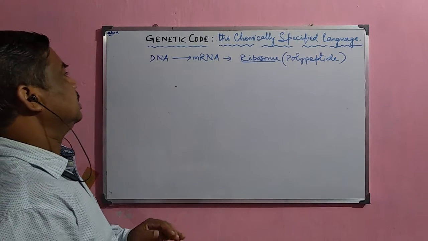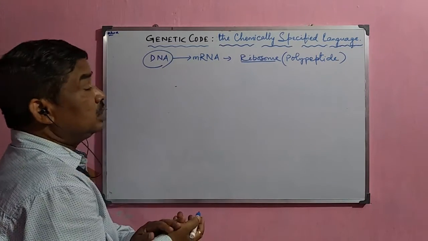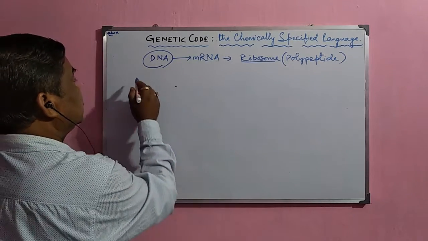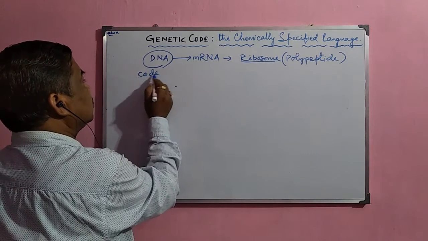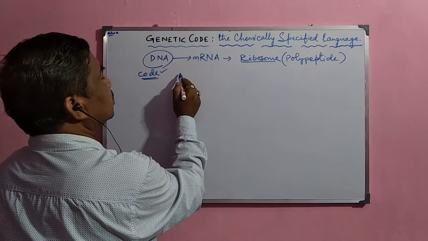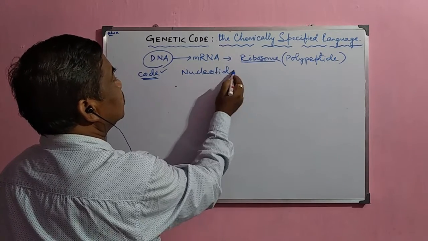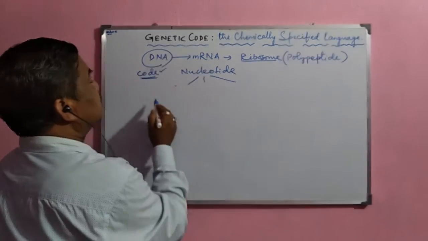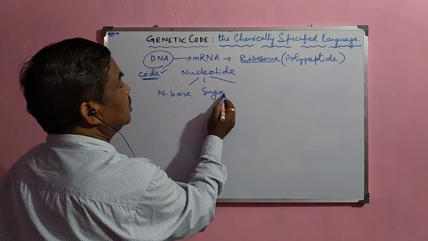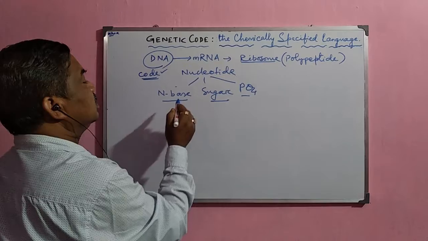So here the question arises, what is a DNA molecule? It is a chemical molecule. It cannot send in the form of language, or write anything. So it must be sending through a code. Then what should be the code in the DNA molecule? The DNA molecule consists of nucleotides, and in a nucleotide there are three important things. One is the nitrogenous base, the second is the sugar, and the third is the phosphate.